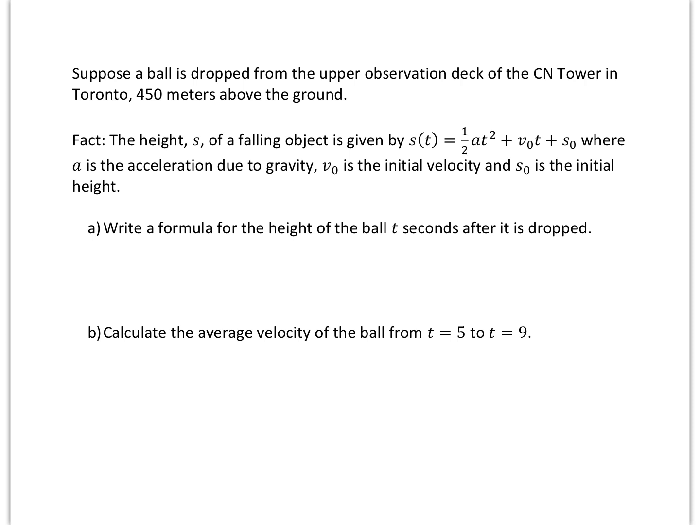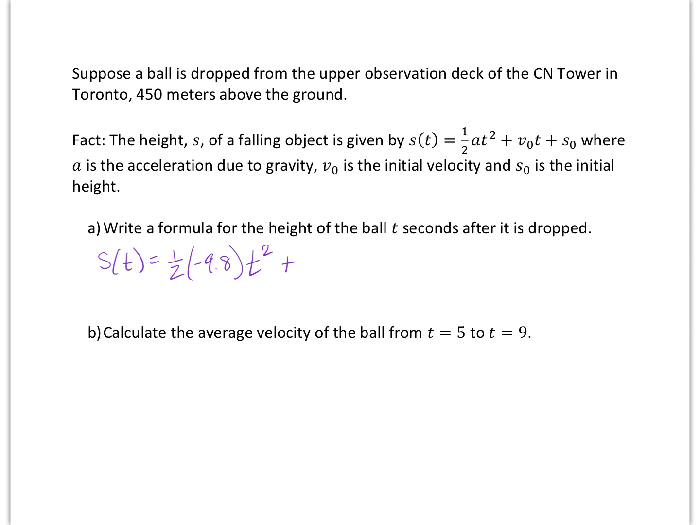So I'm just going to plug in the values that we know here. We have s(t). The acceleration due to gravity is negative 9.8, so this is going to be 1/2 times negative 9.8 t squared plus v naught t. Now v naught is the initial velocity, and if you're just dropping an object from the CN Tower, so you're holding it there and you let it go, its initial velocity is 0.